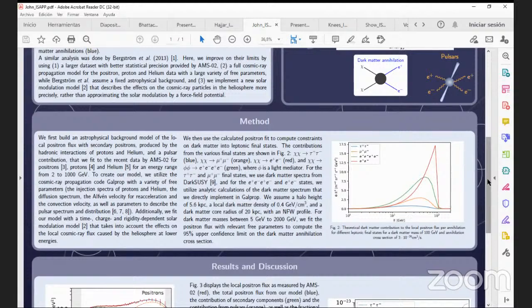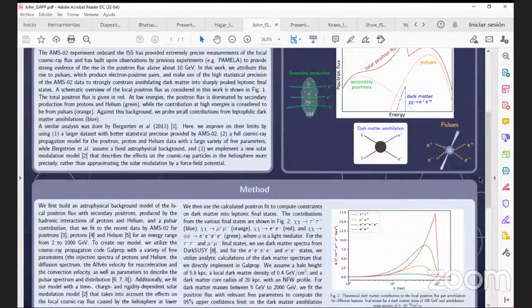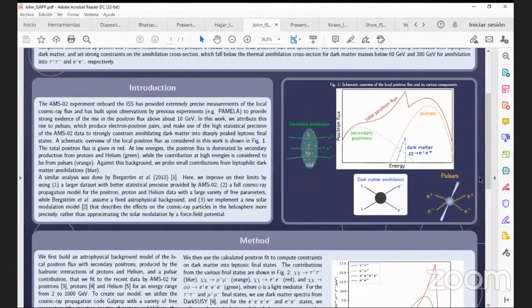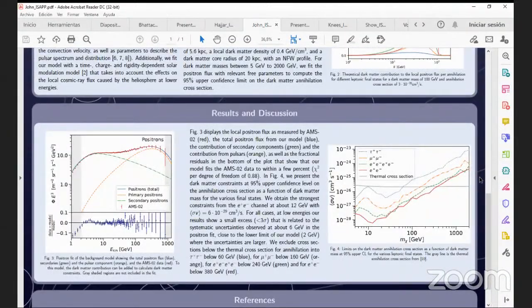Okay, so then we add this contribution to our background model for different dark matter masses and different annihilation cross-sections. And we compute the 95% upper confidence limit that you can see in the plot in the top right. Yes, scroll down, please. Yes, thank you. So this plot shows our constraints on the averaged dark matter annihilation cross-section as a function of the dark matter mass. We also added the thermal cross-section for reference.